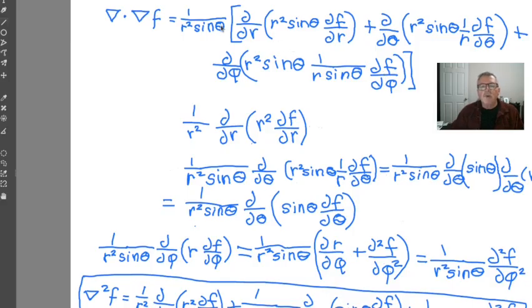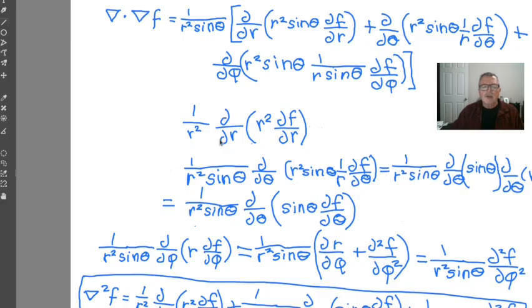Now let's break each of these into the separate components, and I'll multiply through the r squared sine theta. Here's the r component. Pretty simple. Where did the sine theta go? Well, sine theta in the denominator, sine theta in the numerator, and 1 over r squared, and then here's the r squared. So that's how that all took place. The r squared doesn't cancel out because this is inside the first partial derivative.